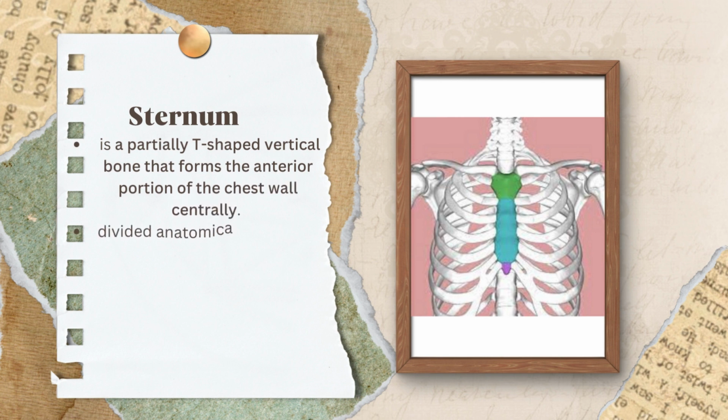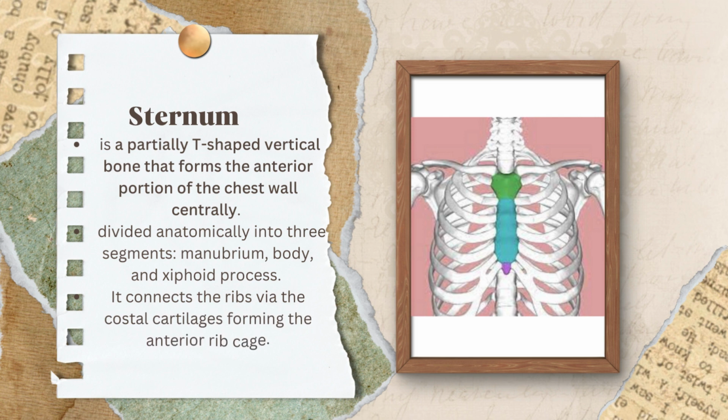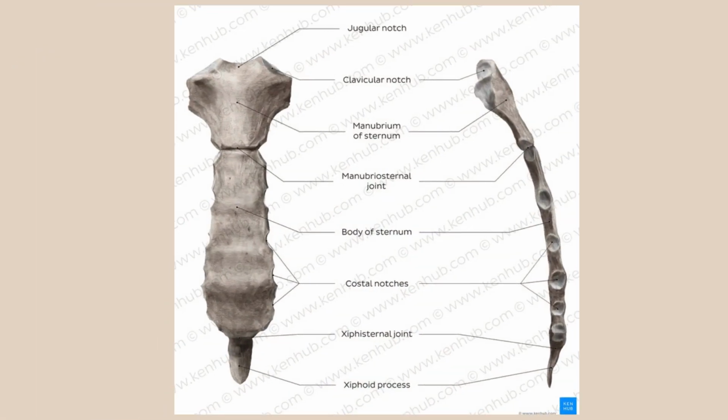Manubrium: the broad, uppermost part of the sternum. It is shaped like a flattened triangle and articulates with the clavicles and the first rib. Body, or gladiolus: the elongated, middle part of the sternum. It is the longest portion and connects with the manubrium above and the xiphoid process below. Xiphoid process: the smallest and most inferior part of the sternum. It is a thin, cartilaginous structure that ossifies with age and serves as an attachment site for some abdominal muscles.